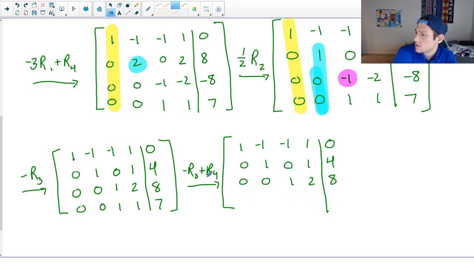So negative 0 plus 0 is 0. Negative 0 plus 0 is 0. Negative 1 plus 1, 0. Negative 2 plus 1, negative 1. Negative 16, or wait, sorry, no. Negative 8, right? Negative times row 3. So 8 times negative is negative. So negative 8 plus 7, negative 1.